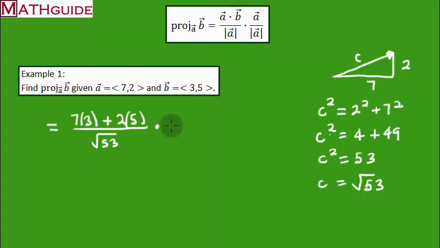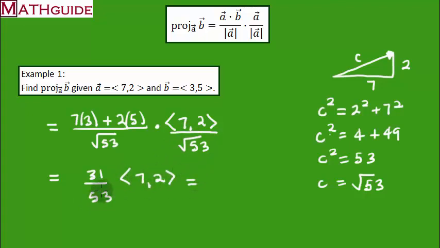Now we're going to multiply it by vector A. Vector A is 7, 2. And our denominator again is the magnitude of A, that's the square root of 53. So let's actually deal with this. The numerator is 21 plus 10, that's 31. Square root of 53 times square root of 53 is 53. Now multiplying it times 7, 2.